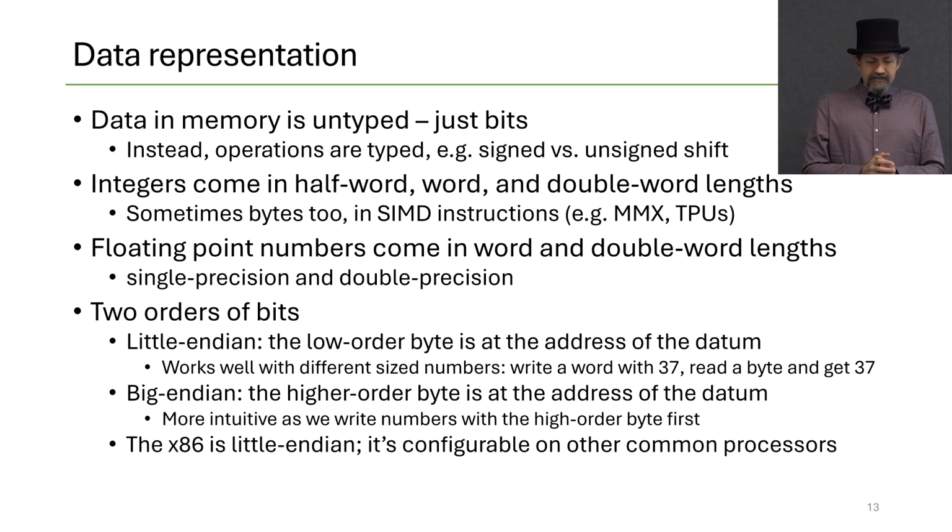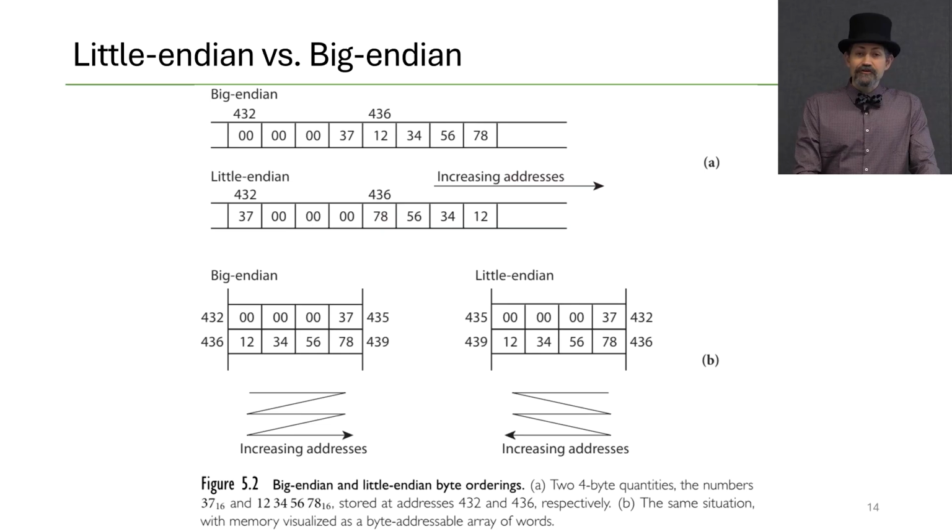The x86 platform happens to be little-endian, and as that's dominant in desktop machines, that's a common format to access. On other common processors, you can actually configure whether data is stored in a big-endian or a little-endian way. Let's look at little-endian versus big-endian in a more graphical way.